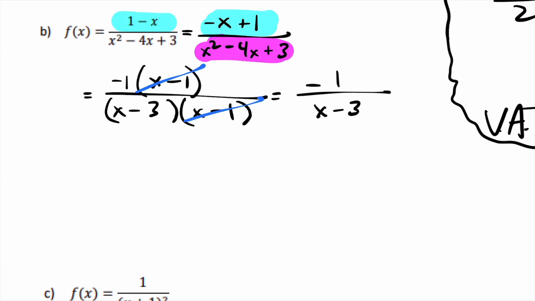Now set the denominator equal to 0. Okay? x minus 3 equals 0.